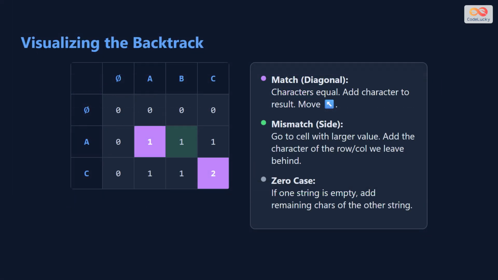Here is the backtrack logic on a small table. When we are at a cell, if the characters match, that's part of our common subsequence. We add it and move diagonally. If they don't match, we move towards the neighbor with the larger LCS value, and we add the character from the row or column we are leaving behind to our result.